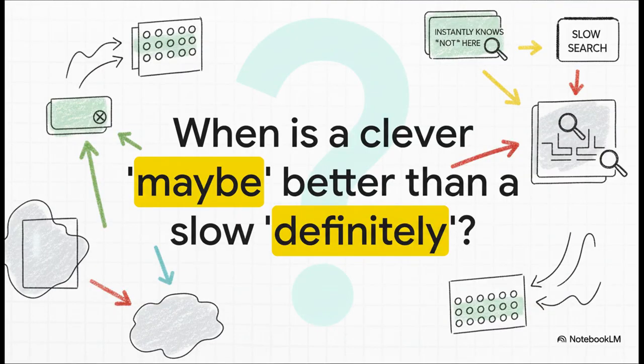And that leaves us with this final thought. By being willing to embrace a small, controlled chance of being wrong, Bloom filters allow our systems to be massively more efficient. And it forces us to ask a bigger question. Where else in our digital lives, and maybe even our real lives, is a clever maybe actually better than a slow, expensive definitely?